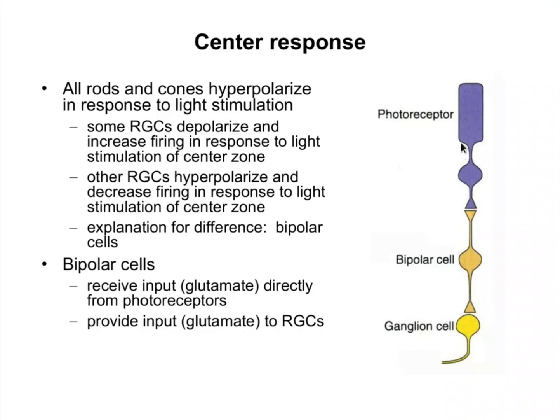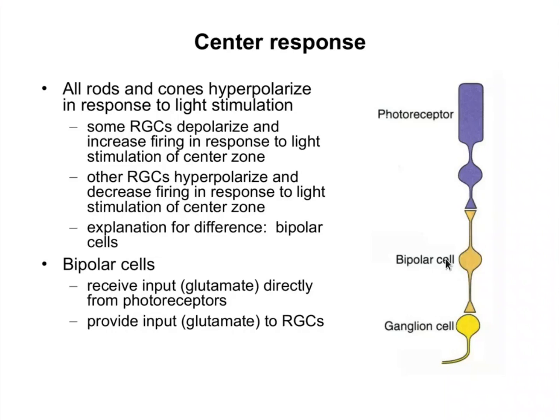So as you've already learned, all of our photoreceptors, our rods and our cones, hyperpolarize in response to light stimulation. And as you've already seen, some retinal ganglion cells depolarize and increase their firing in response to light stimulation of the center zone, whereas other retinal ganglion cells hyperpolarize and decrease their firing in response to light stimulation of their center zone. The explanation for this difference comes from the nature of the response of bipolar cells to glutamate that's released from their presynaptic photoreceptors.